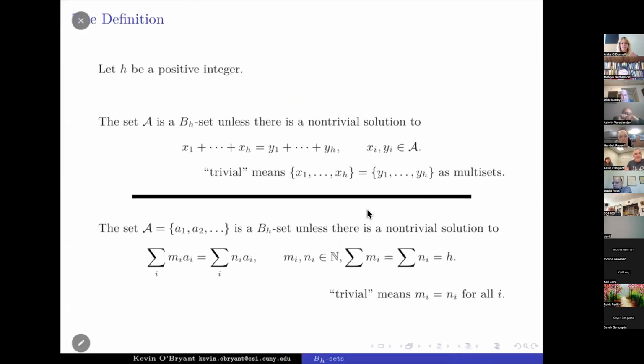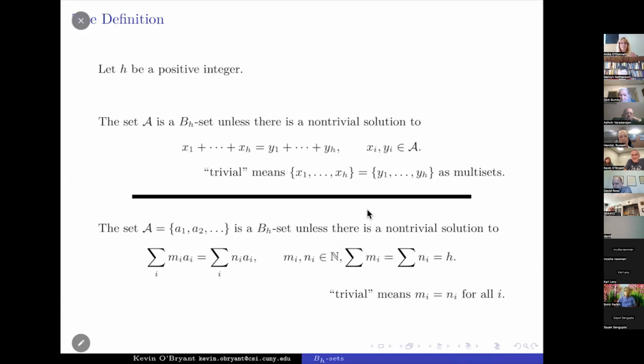All right, so we've got this little X up in the corner. It's just going to be covering the word "the" in the title of every slide. So let me just start by making sure we're all on the same page. H is always going to be a positive integer, and a B sub H set, this is a standard object in combinatorial number theory.